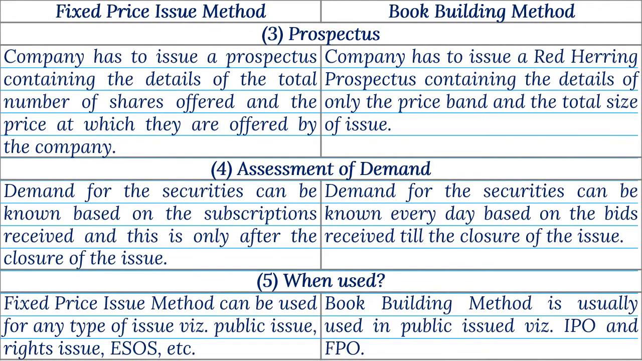3. Prospectus. Company has to issue a prospectus containing the details of the total number of shares offered and the price at which they are offered by the company. Company has to issue a red herring prospectus containing the details of only the price band and the total size of issue.